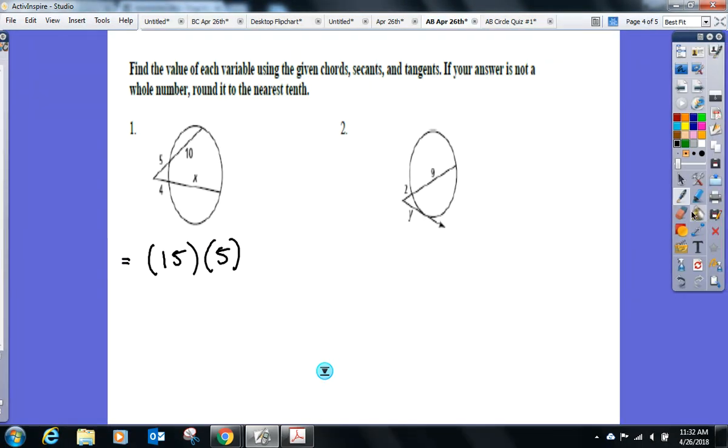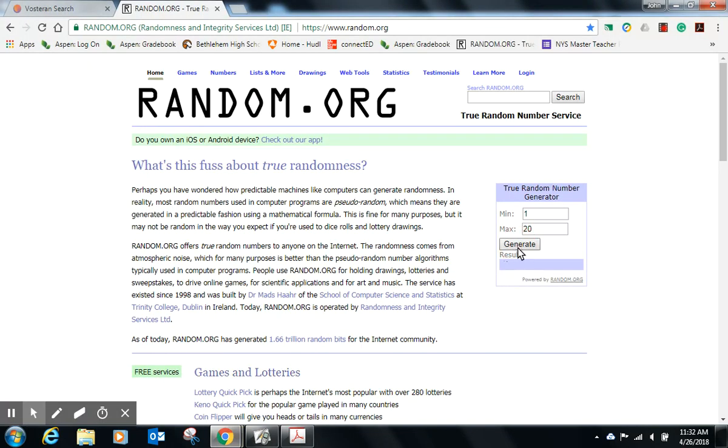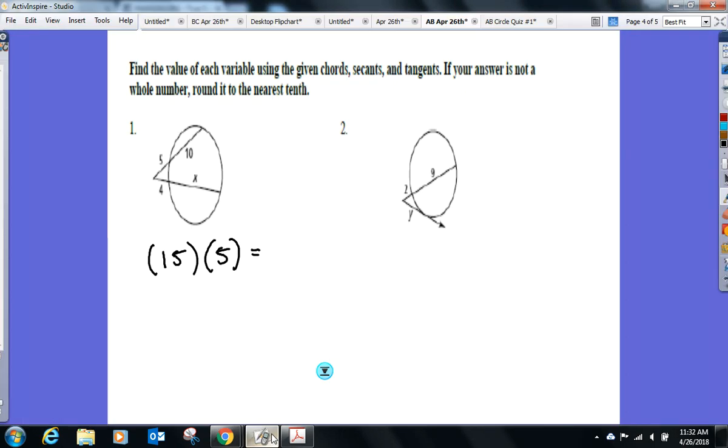I shouldn't have put, now I'm going to put equals, sorry. Equals, now go to the other whole secant. You're adding them together, not multiplying them. 4 plus x, and what about the part on the outside? 4.